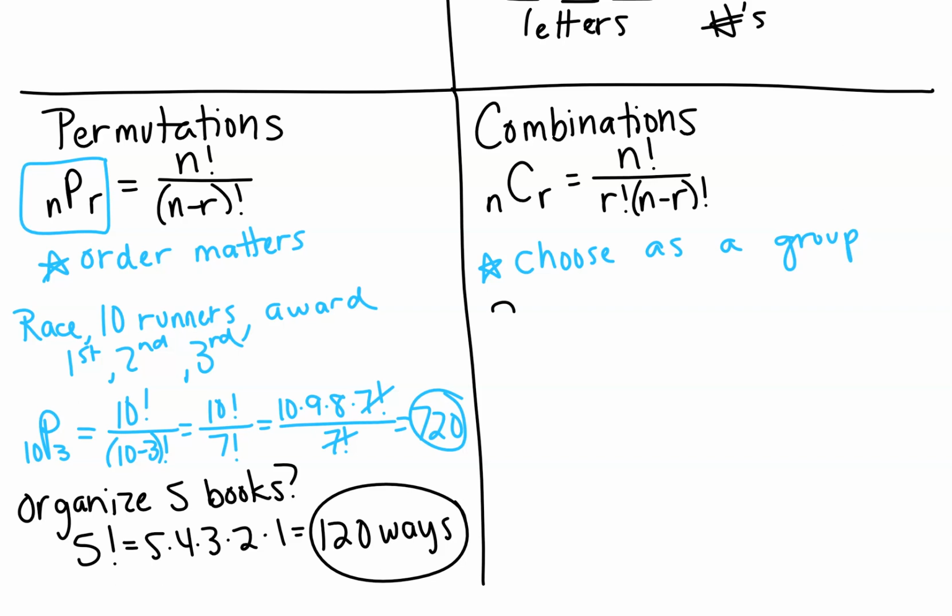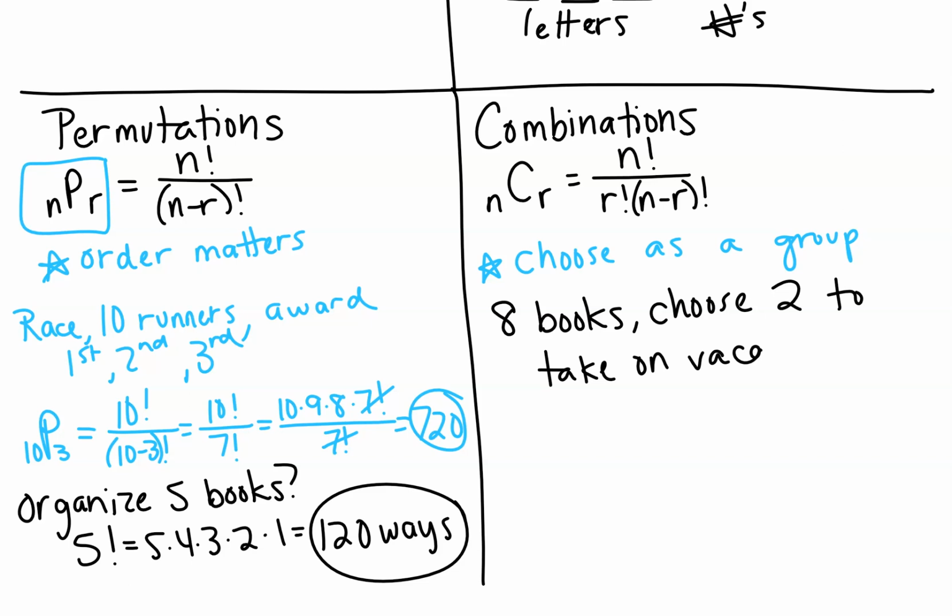So let's say I have 8 books, and I'm going to choose 2 to take on my vacation. Both of these books are going on the vacation. So that's what makes it a combination. I have 8 total books. 2 of them are going, so 8C2.